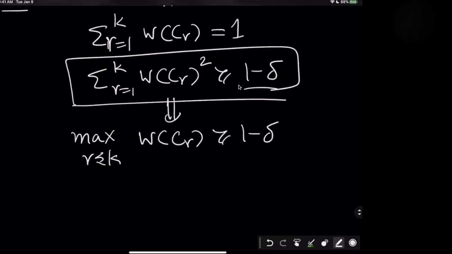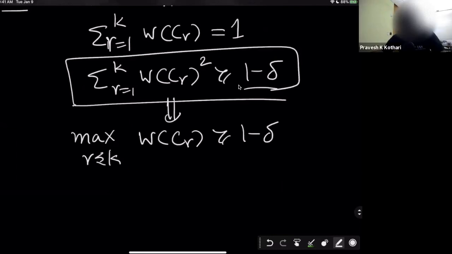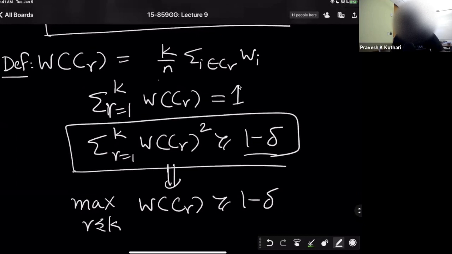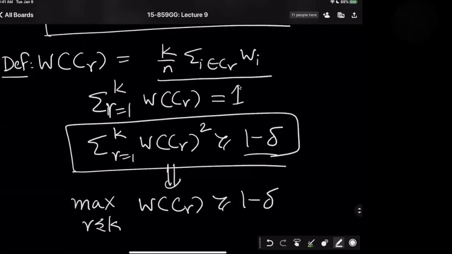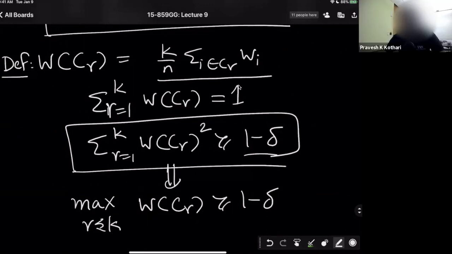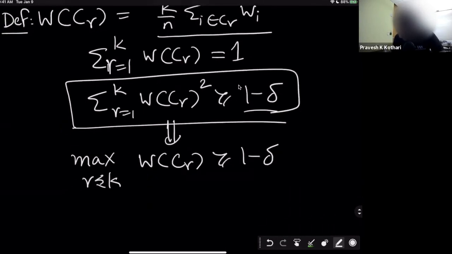A quick question. Why is this 1 and not K? Because WCR is a ratio. WCR is like the fractional intersection with C sub R. Oh, I see. The K cancels. Never mind. Yeah, makes sense? Okay, very good. So Jason, can you tell me why this square inequality implies the max inequality?